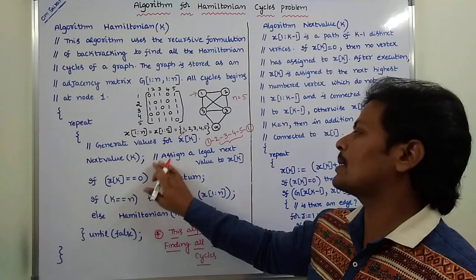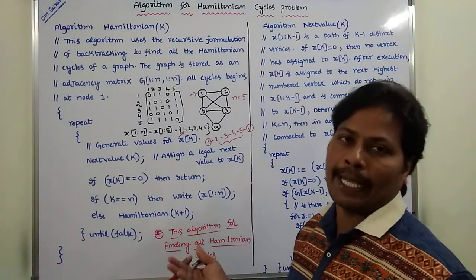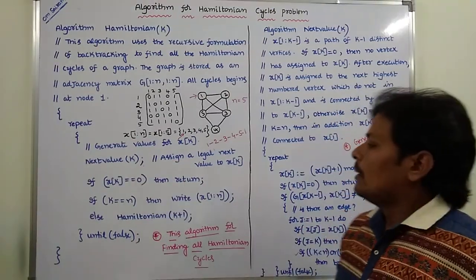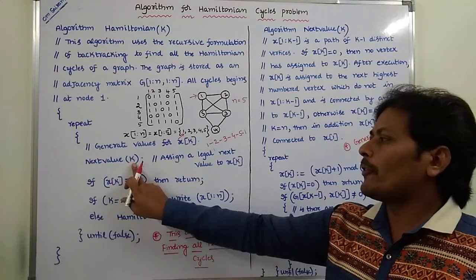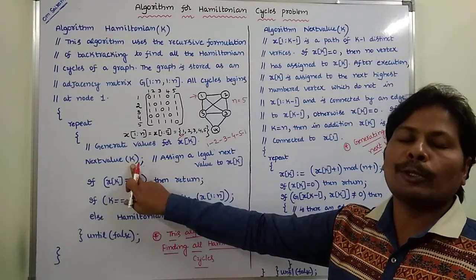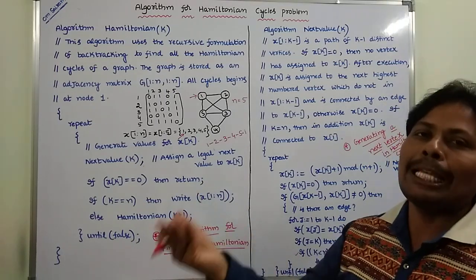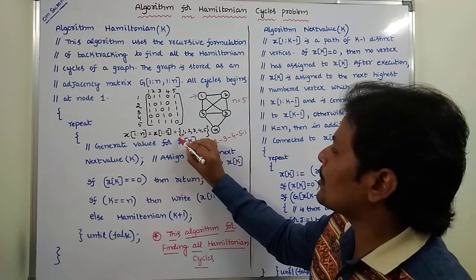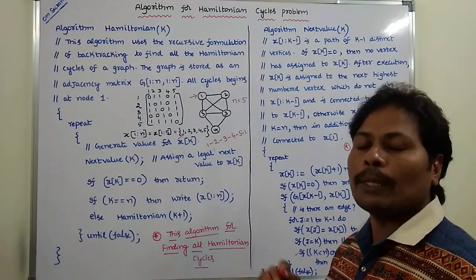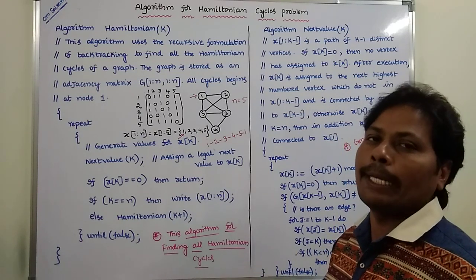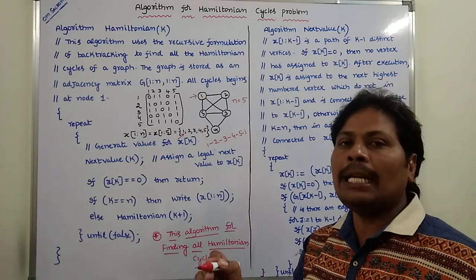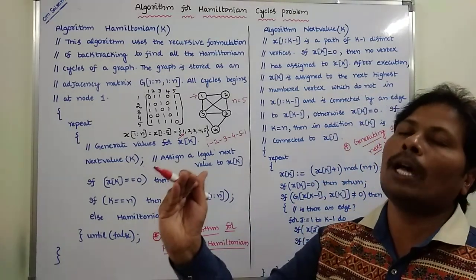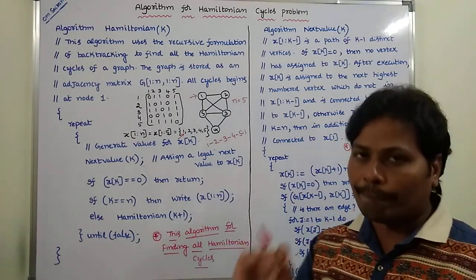Okay, this function is used for finding the next vertex that can be assigned to x of k. Next value of k is nothing but finding the next value of vertex k. Here k points to the index of vertex 1, because every Hamiltonian cycle starts with vertex 1. K points to the index of vertex 1.